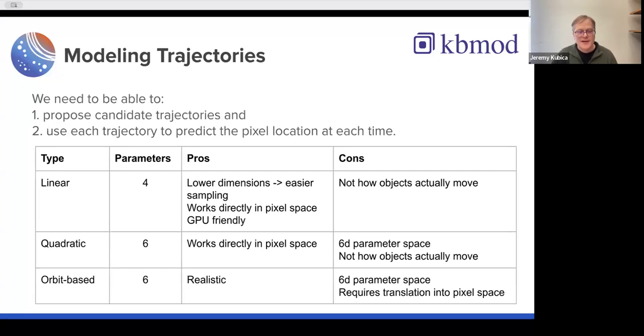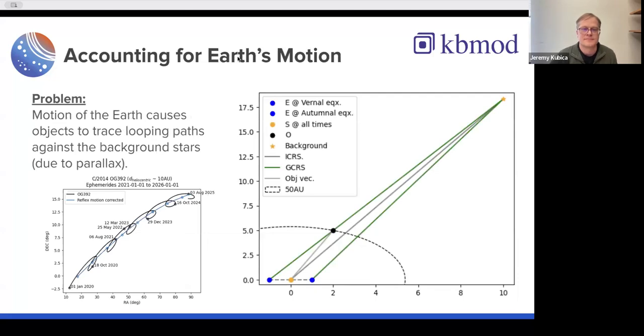Now, as I mentioned, the major problem is linear trajectories are an approximation. So I'm going to hand this off to Max, who's going to talk about recent work that we've been doing in order to improve the linearity of tracks as we account for the motion of the Earth. So Max.